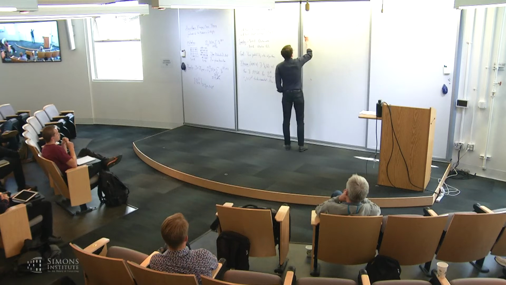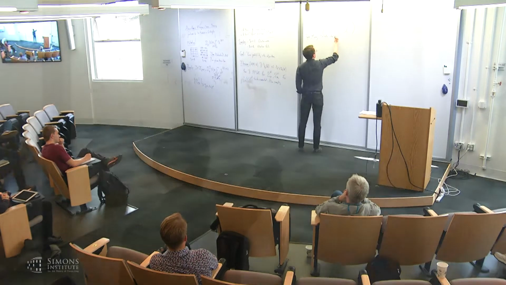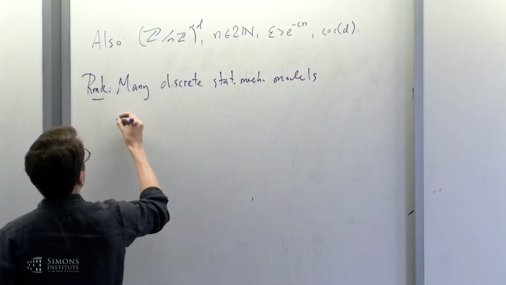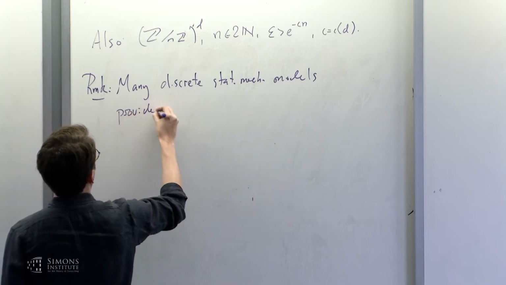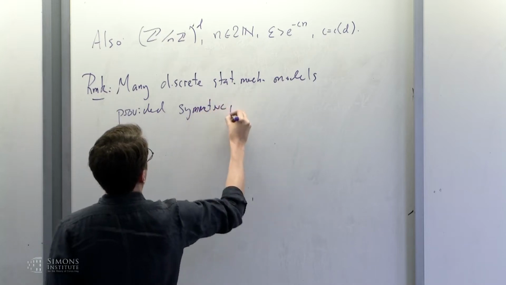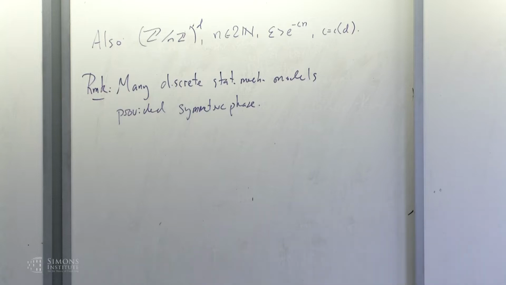Okay, so what I just said quickly in words, maybe let me write down. It applies to many discrete statistical mechanical models provided symmetric phase. So there's some restriction that you have to satisfy. And what this means is that you have to be at the symmetric part of the phase diagram. And I expect that phrase means almost nothing to everyone here, so I'll explain what that means next as a way of introducing Pirogov-Sinai theory.